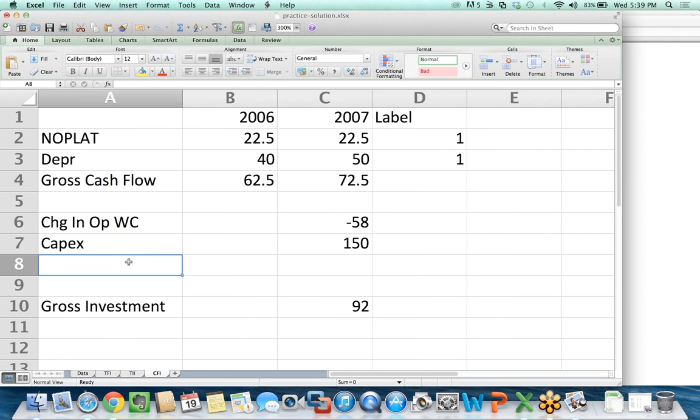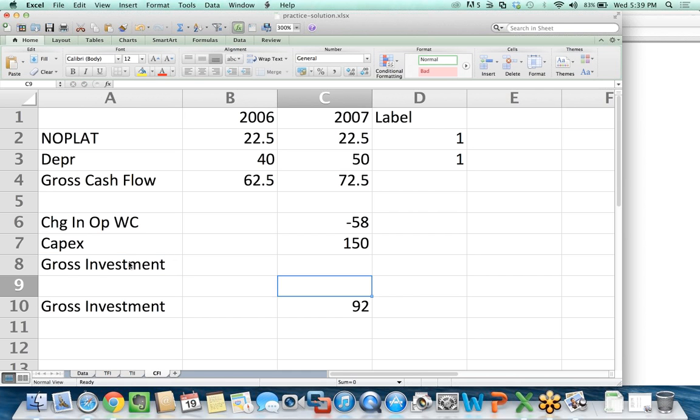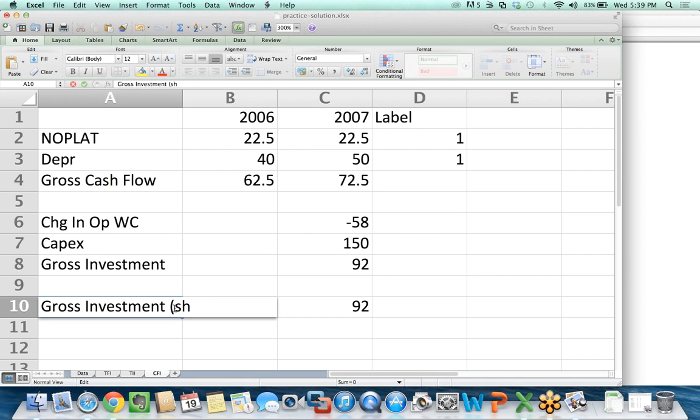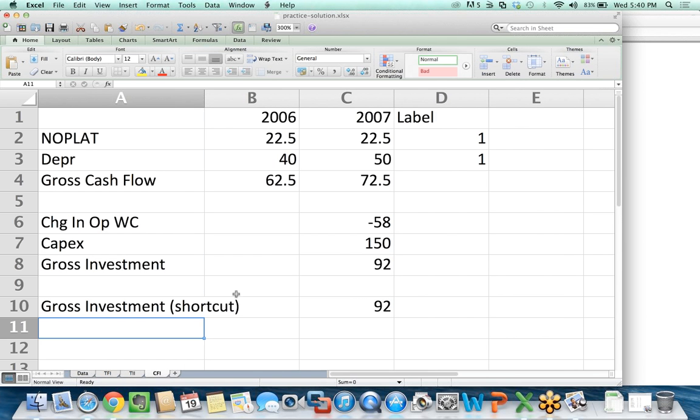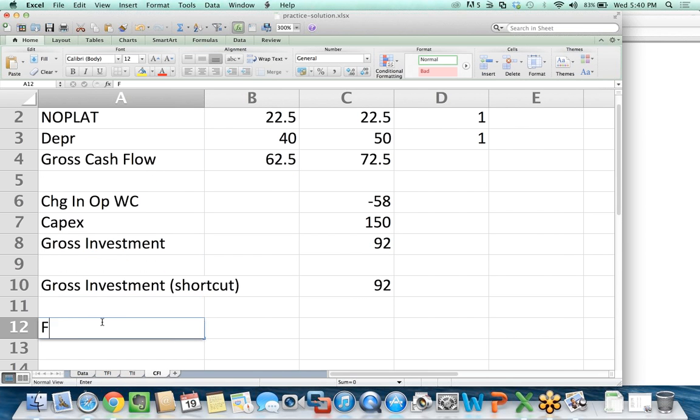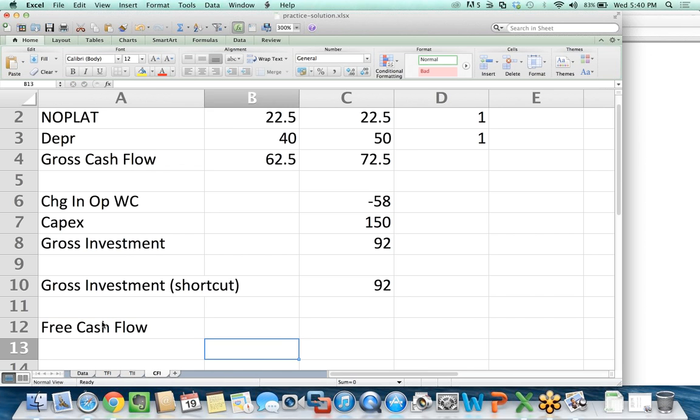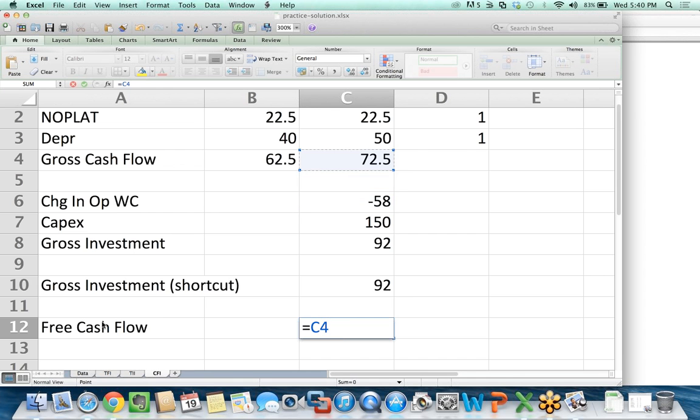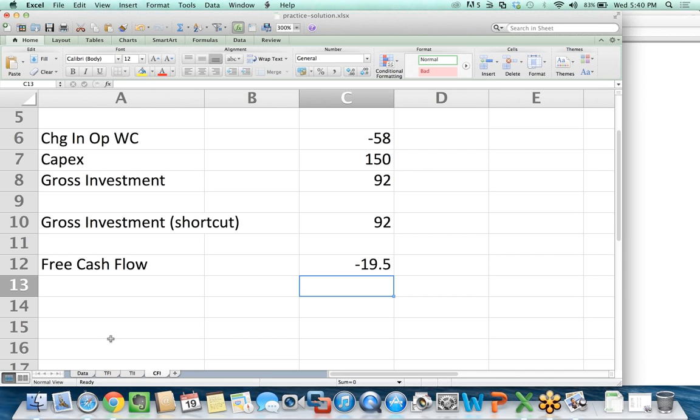So my total gross investment is the sum of those two, 92. So this is the shortcut, and that is the more granular way of getting to the same answer. So free cash flow equals gross cash flow minus my gross investment. So I'm spending more cash investing in my business than I'm generating. Right? That's what I clearly, quickly see from having the negative free cash flow.